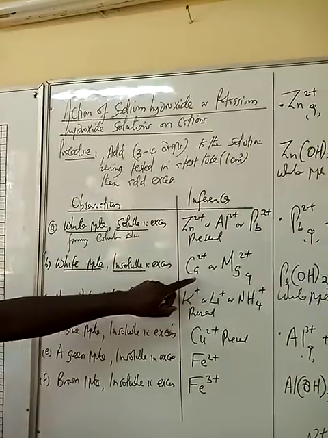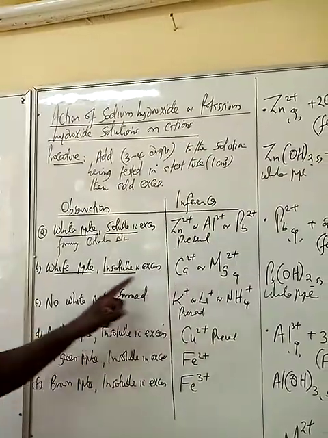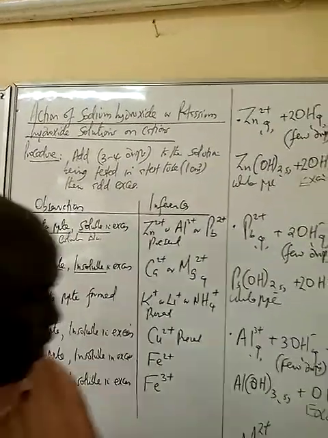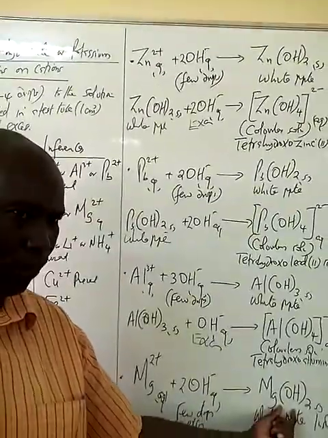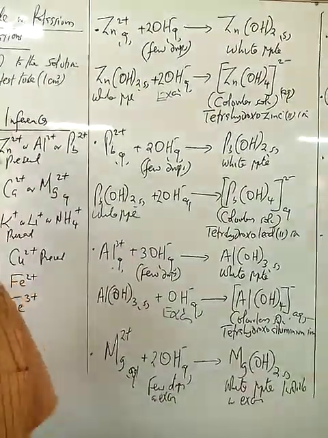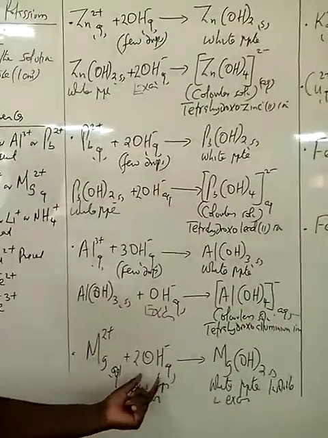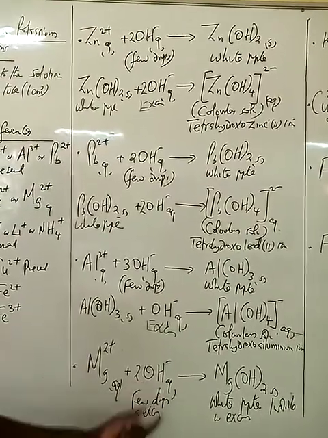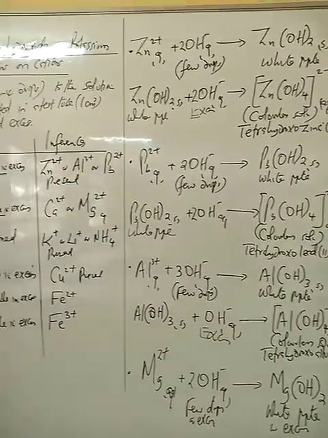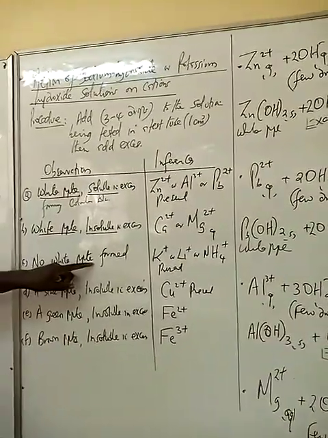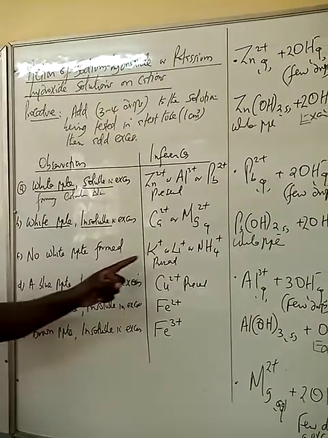Then, if you get a white precipitate which is insoluble in excess, then you infer the ions of alkaline earth metal, that is calcium or magnesium. The reason why it is insoluble in excess is because this magnesium hydroxide formed is not soluble in excess sodium hydroxide.